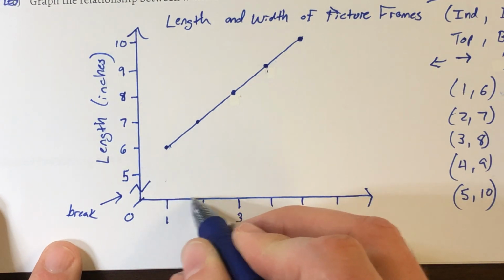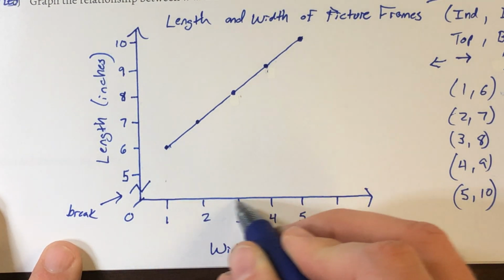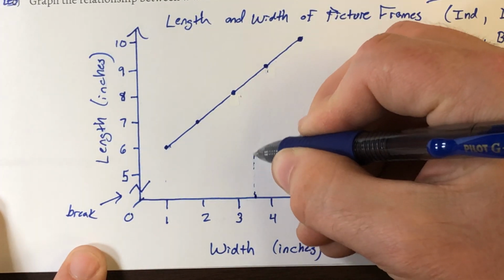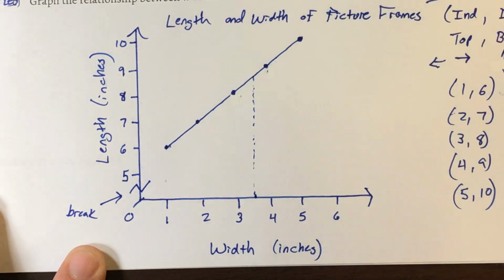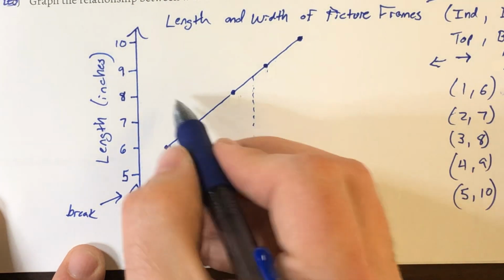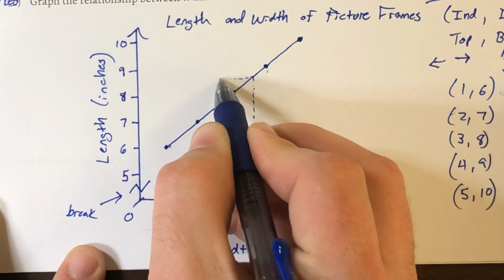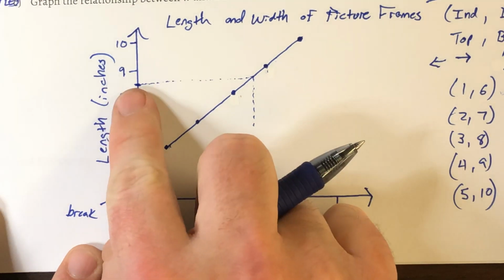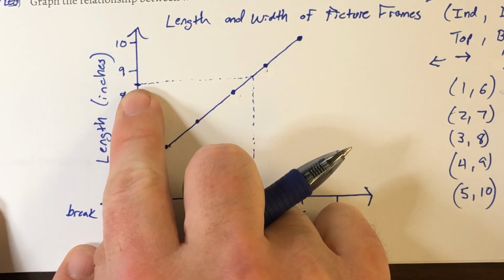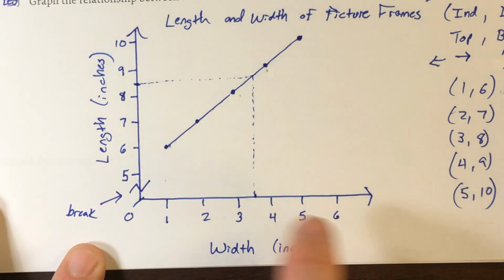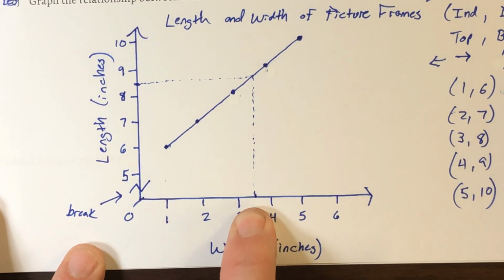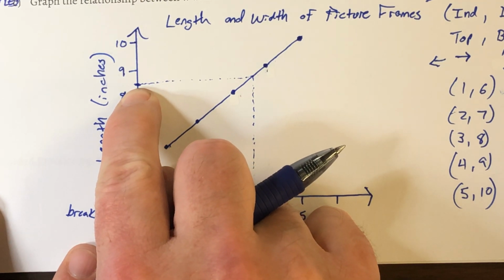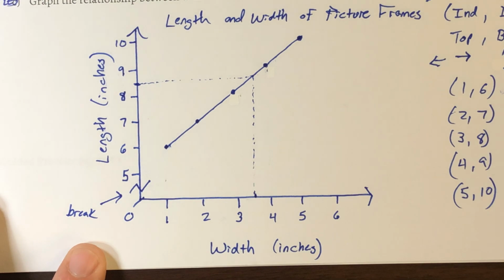So how would I use this graph? I would go right to 3.5 inches right there, and I could follow it up until I hit the line. I could also use the equation for this. And then I would go and see where it hits on the opposite axis, which is right there. I wouldn't recommend guessing, but that would be 8.5. So if I was making a picture frame and I needed a width of 3.5 inches, this graph tells me that I would need a length of 8.5 inches to make the picture frame turn out right.